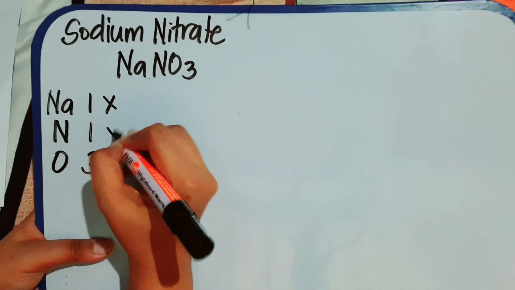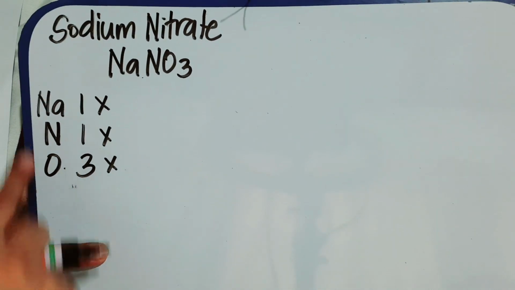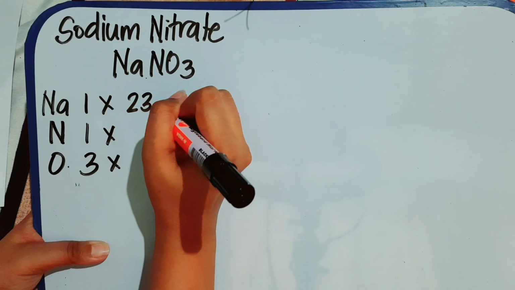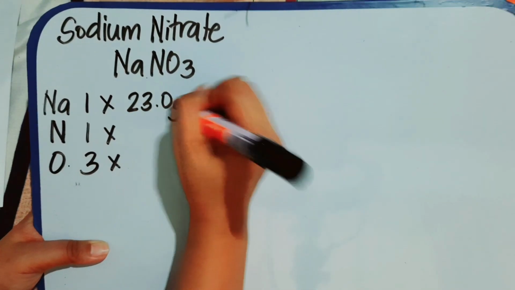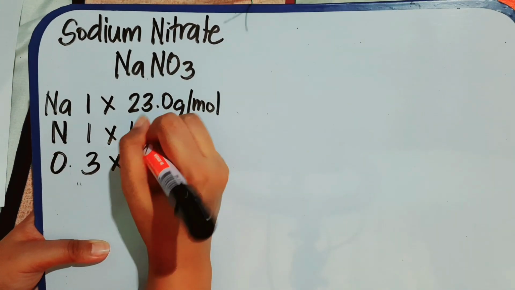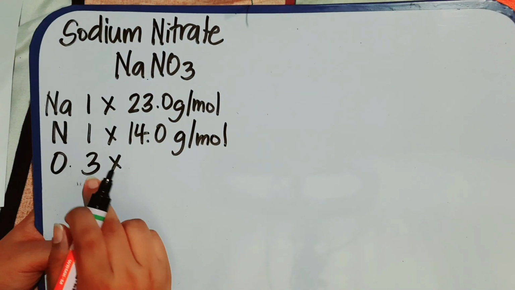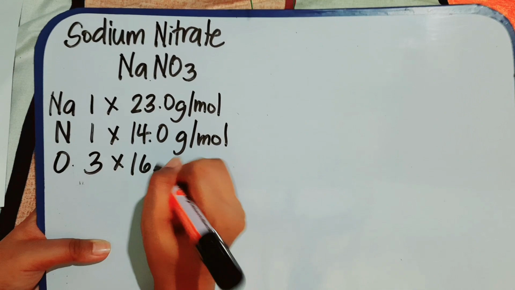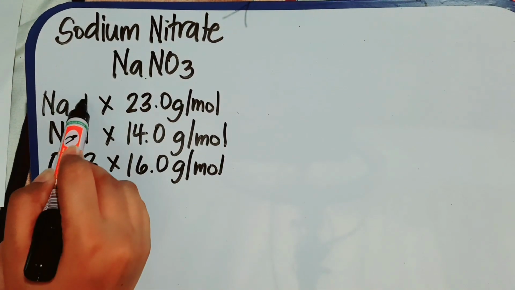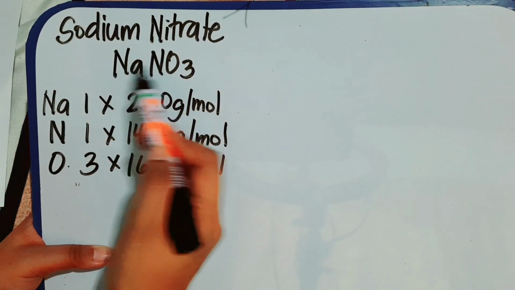Now, imumultiply ulit natin siya sa atomic mass. Okay, sa atomic mass ng bawat isa. So, ang sodium ay meron tayong 23.0 gram per mole. Samantalang ang nitrogen naman, meron tayong 14.0 gram per mole. At ang oxygen naman ay meron tayong 16.0 gram per mole. Uulitin ko, okay? Itong mga number dito, it symbolizes the number of mole per element in a given compound.